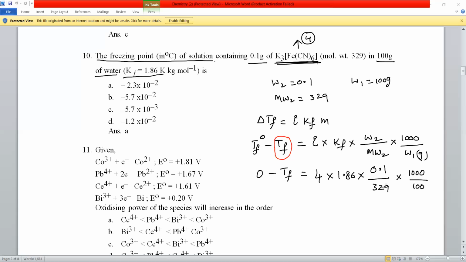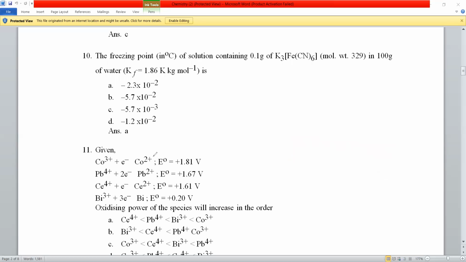So students, when you do the simplification, you will get Tf equal to minus 2.3 into 10 to the power of minus 2 as the answer. Okay, so the option should be A.